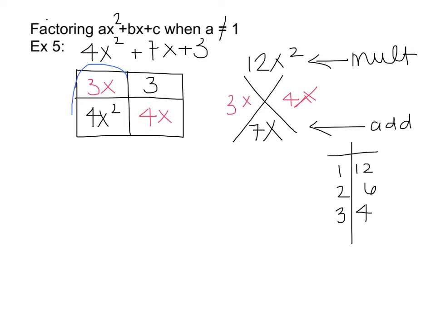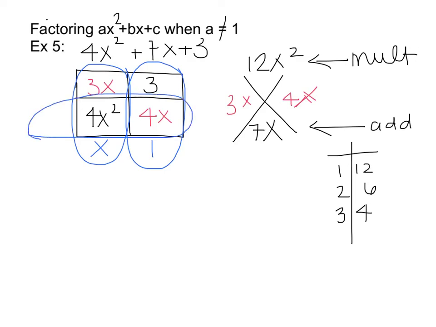First column. What does 4x squared and 3x have in common? They both have those x's. Okay. What does 4x and 3 have in common? So they don't both have x's. There is not a number that both 4 and 3 have in common, so it's just going to be a positive 1.